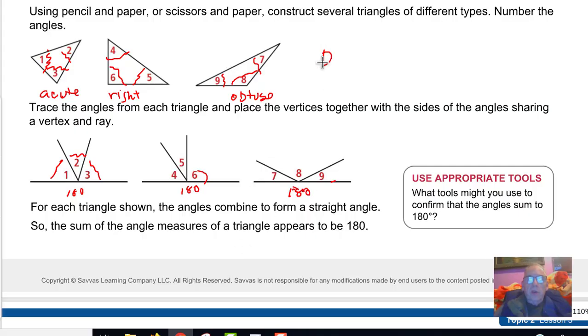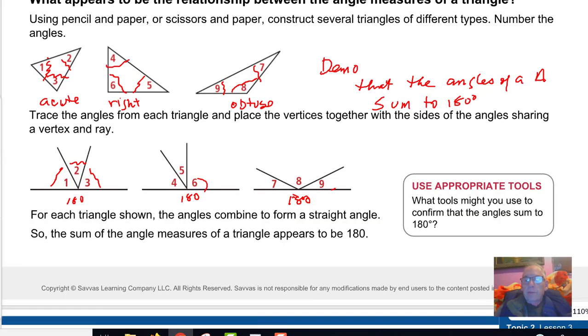So this is a demonstration that the angles of a triangle sum to 180 degrees. Okay, let's move on.